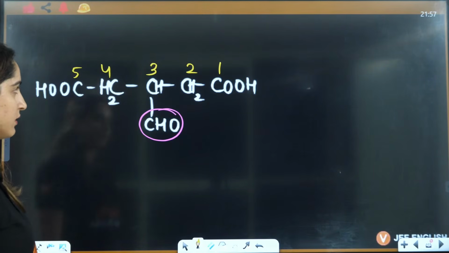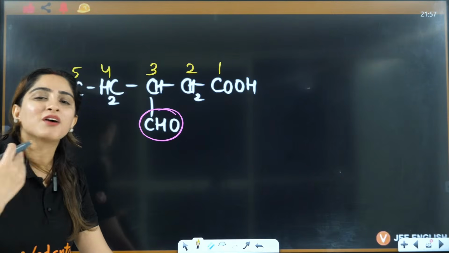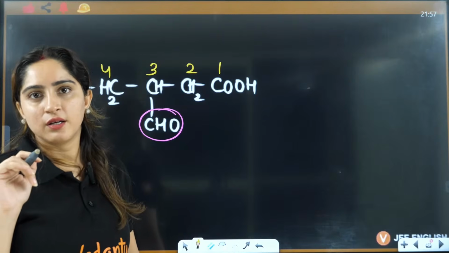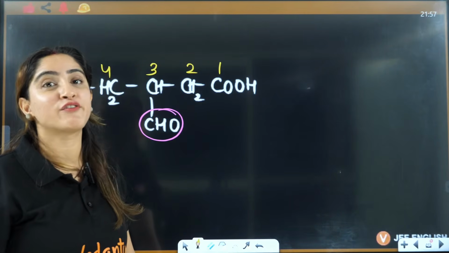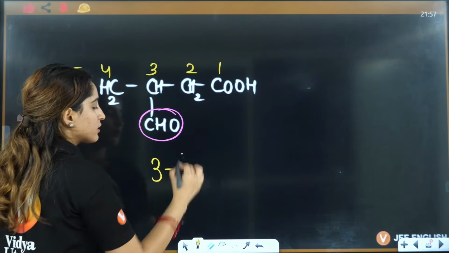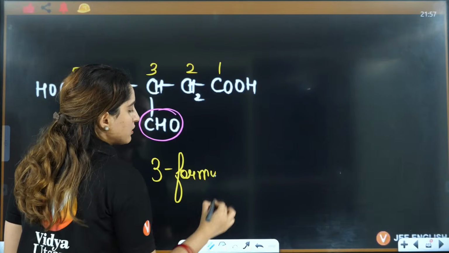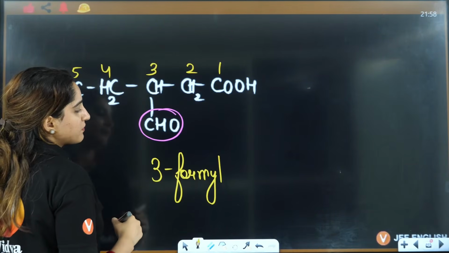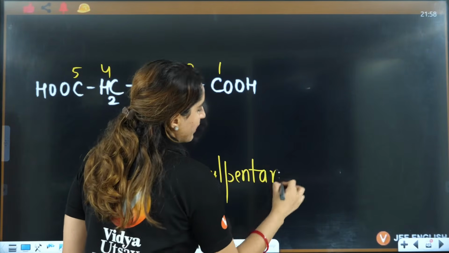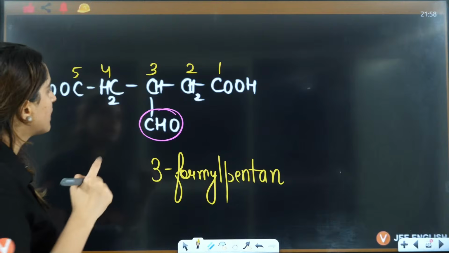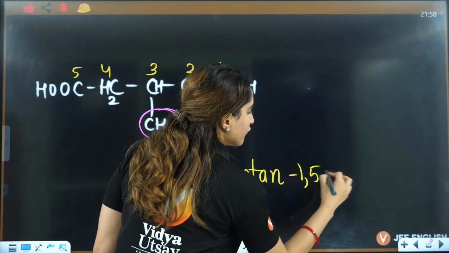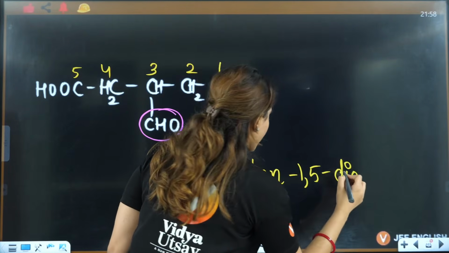Now see one thing. It's not possible to include this CHO in the parent chain. So in this case I will prefer formyl. There is no point of oxo here. 3-formyl, and then this is pentane, 1 and 5-dioic acid.